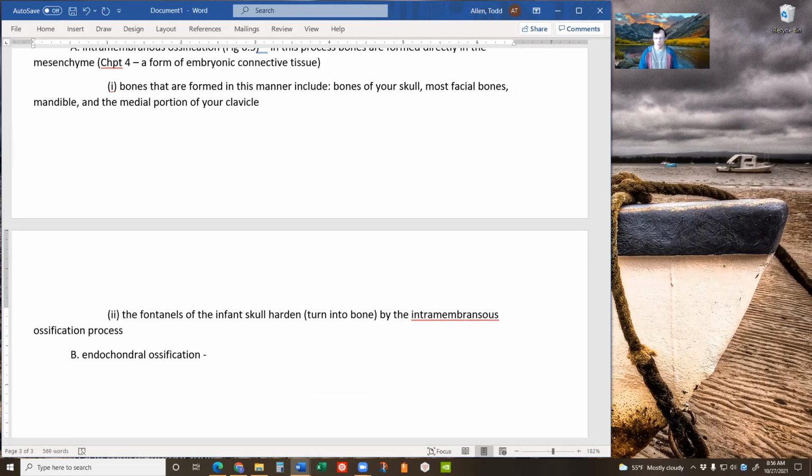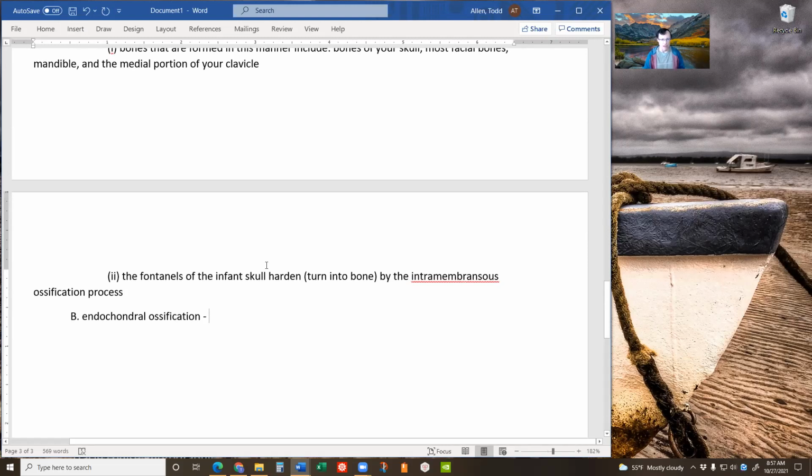Okay, in this method of forming bone, bone forms within and replaces a shell of hyaline cartilage, where the cartilage itself also develops from the mesenchyme. Okay, let me write this down, then I'll try to give you an analogy to think about this.